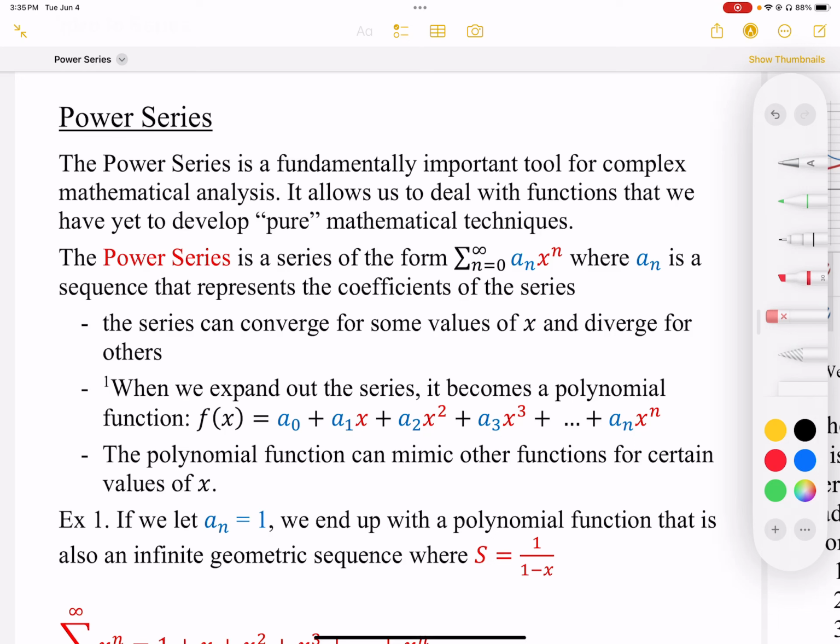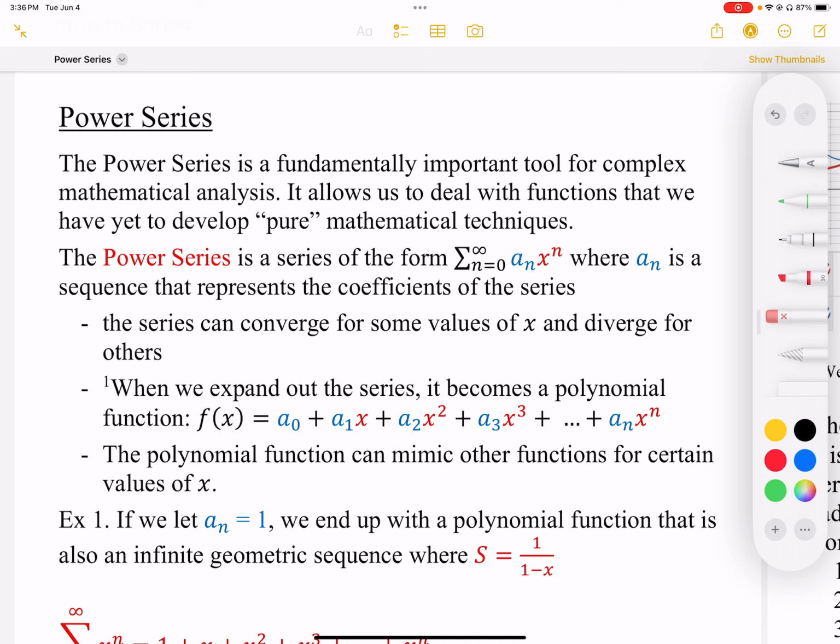Power series. Power series are polynomial functions, and they're really important tools for us to deal with complex math analysis. They're very useful because they allow us to calculate decimal values for things that are like exact values. For example, log 2 is an infinite decimal. To actually calculate that infinite decimal is really hard to do, and power series allow us to do that.